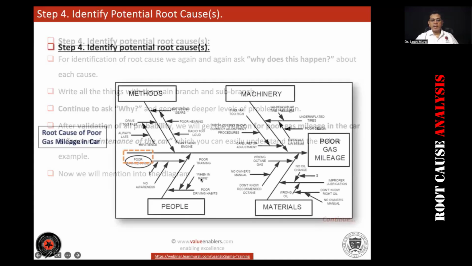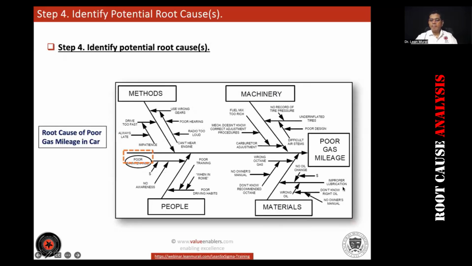Now we will mention it in the diagram. Let us focus on the diagram now. I've written the diagram for you. Inside this, we have said drive too fast: always late, that is why I'm driving too fast. And wrong gears: poor hearing, he's not able to hear, radio too loud, and so on. So finally, poor maintenance has become the root cause for this.